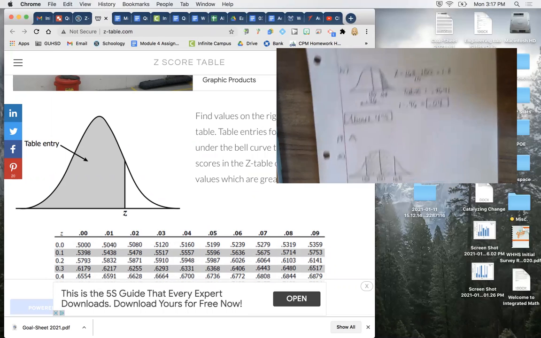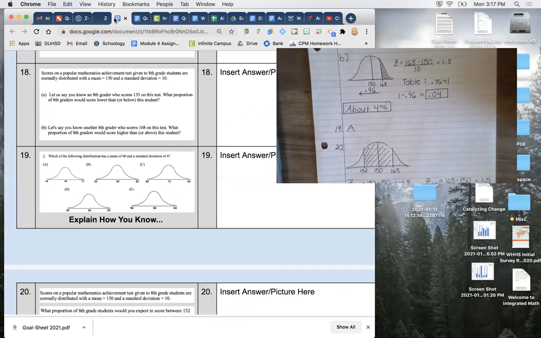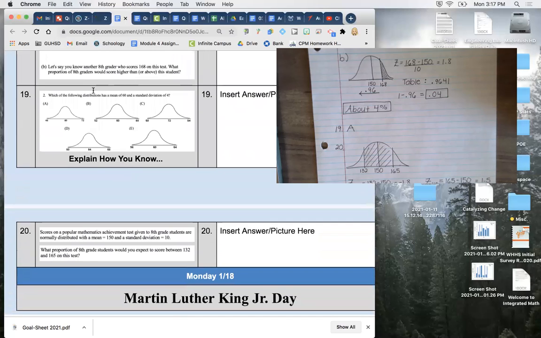Okay, now on to number 19. So on number 19, it asks, which one of these has a mean of 60 and a standard deviation of 4? Well, 60, 60, 60. These three are possibilities. This has a mean of 72 and that one has a mean of 64. So those ones are out, but these three are possibilities.